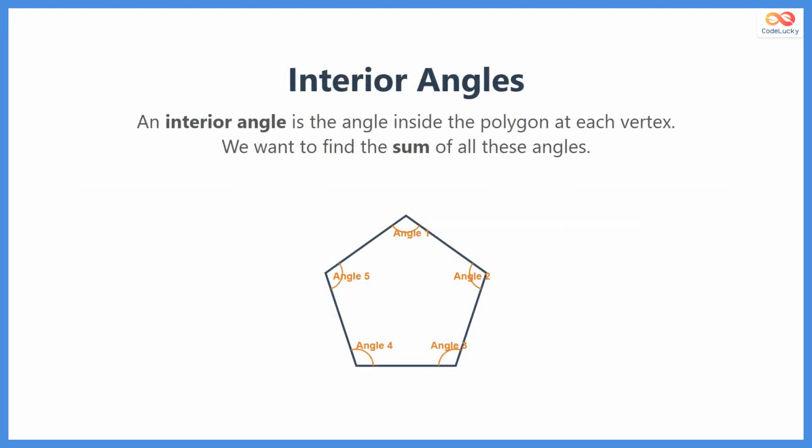When we talk about the angle sum, we are focusing on the interior angles. These are the angles inside the shape at each corner or vertex. Our goal is to figure out what total number we get if we add up all these orange angles shown on the screen.